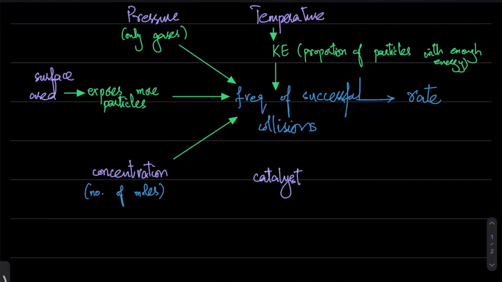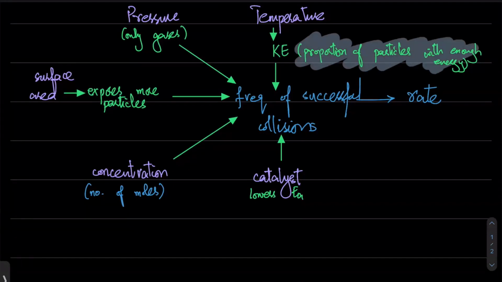So what catalyst does is lowers activation energy. So now proportion of particles with enough energy is more. This point is very important. It is the proportion of particles which is more that allows the rate to be increased. And this is collision theory.